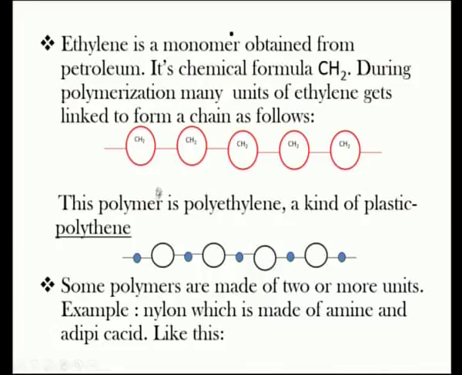And here is another example. Some polymers are made up of 2 or more units. Here, in the case of polyethylene it is the same unit, but in this case there are 2 different units. For example, nylon is made up of amine and adipic acid. So, one is a different monomer, another one is a different monomer, and combined together they give a polymer.